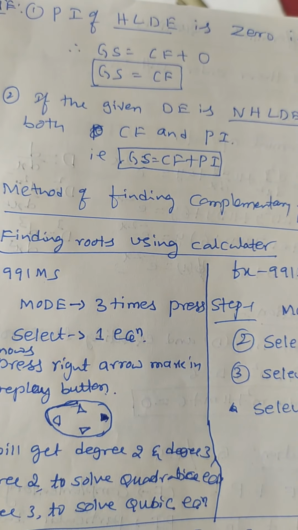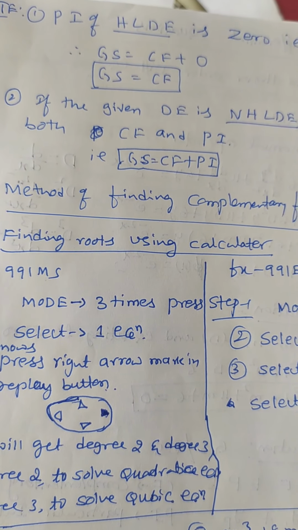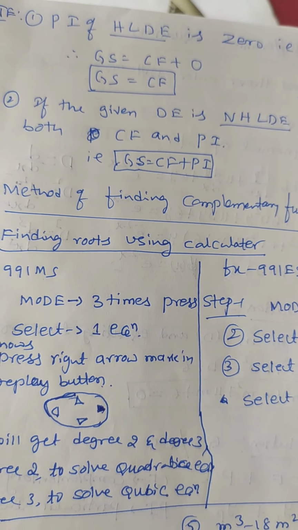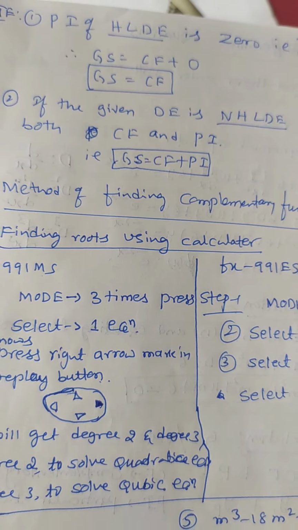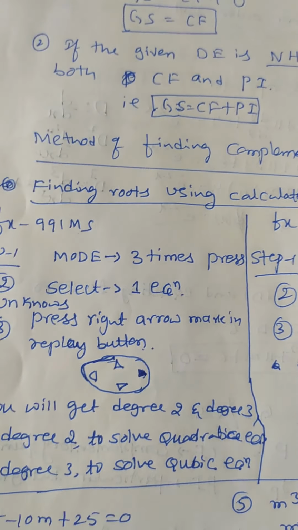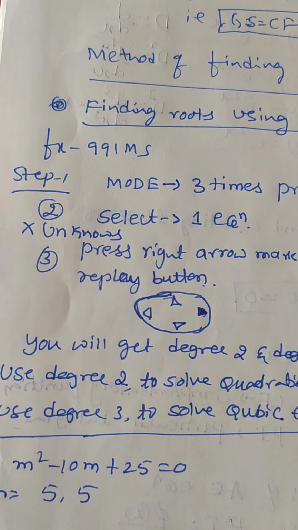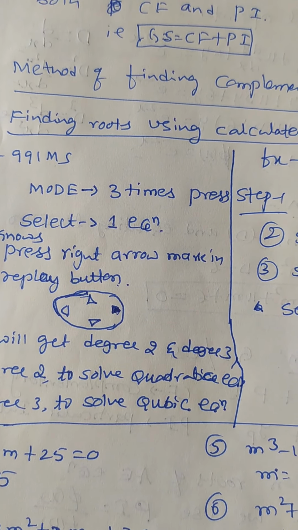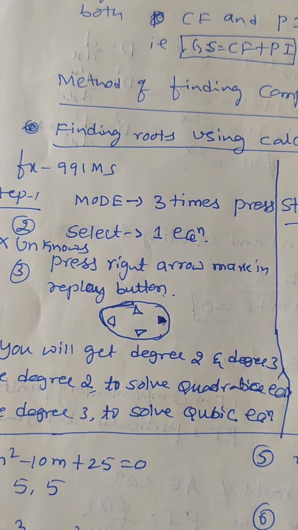Then you will get degree. Okay. You will get either degree 2 or 3. Use degree 2 to solve a quadratic equation. Use degree 3 to solve a cubic equation. Okay. This is about 991 MS.